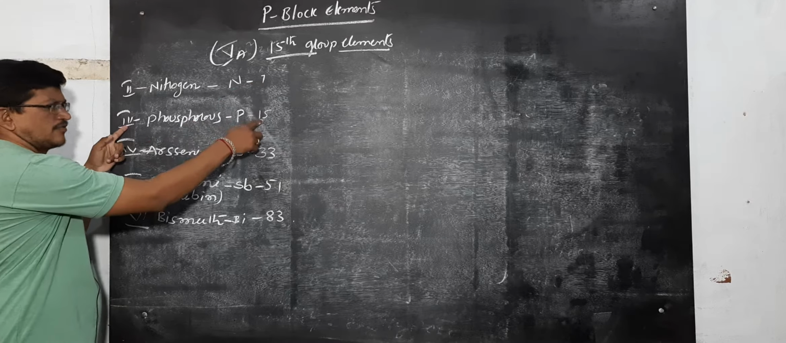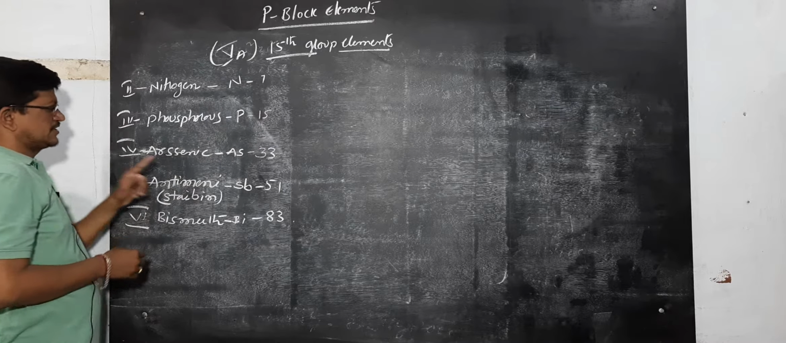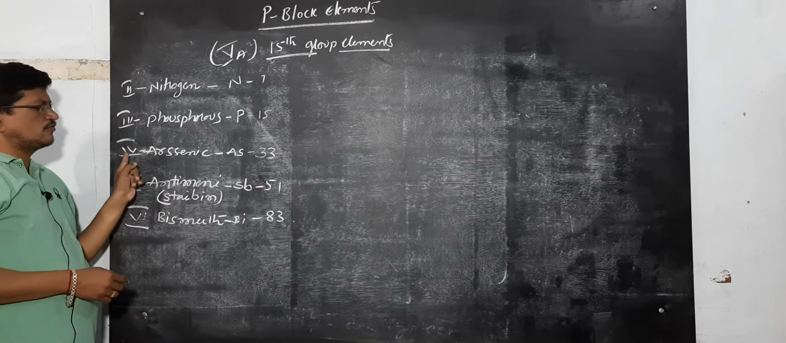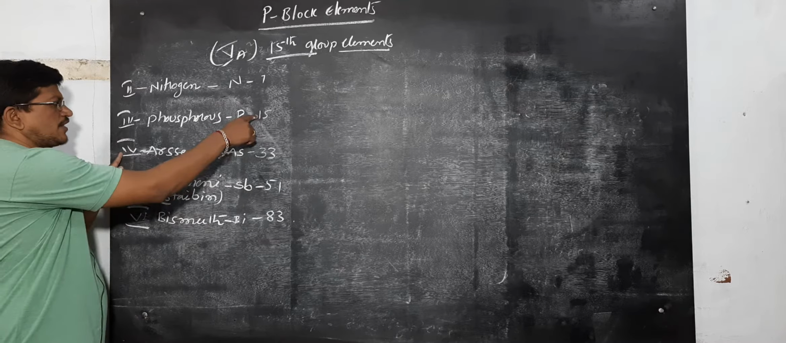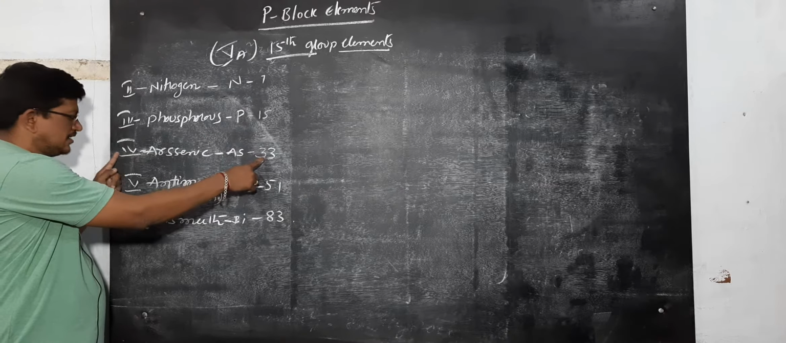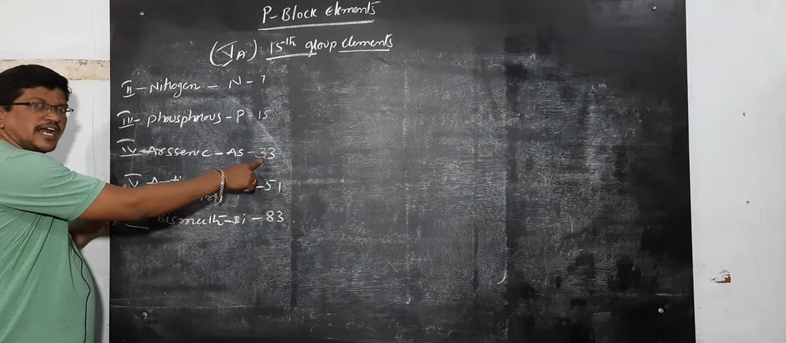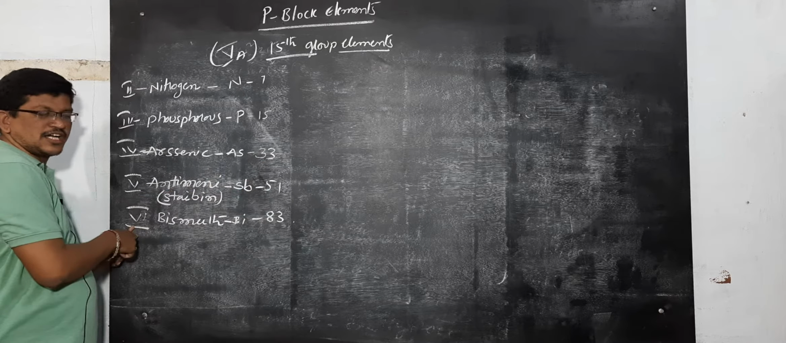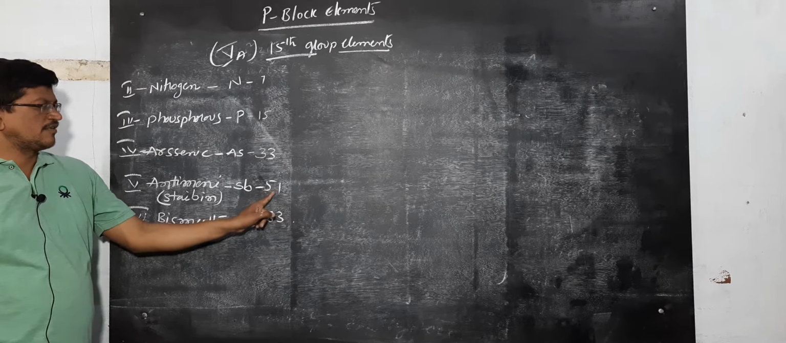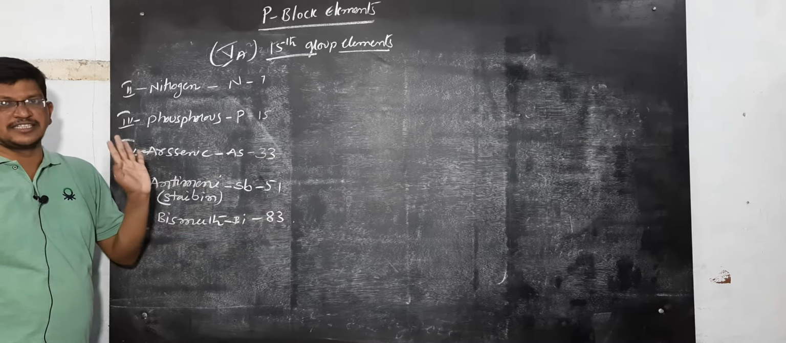7 plus 8, 15. Next, 15 to 33. That means the fourth period. How many elements belong to the fourth period? 18. 15 plus 18, 33. The fifth period also has 18 elements. 33 plus 18, 51. The sixth period has 32 elements. 51 plus 32 is 83.